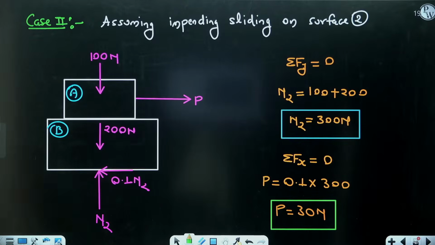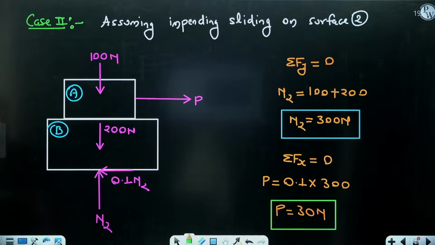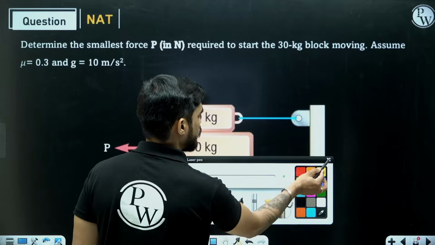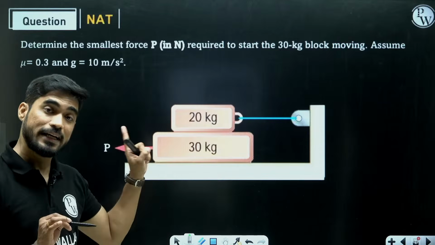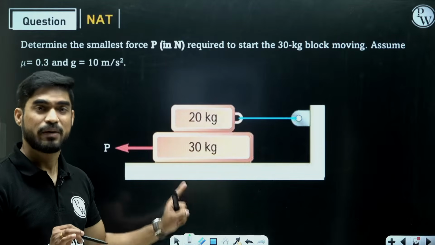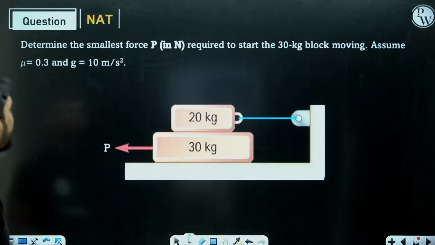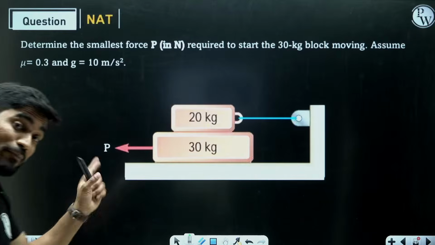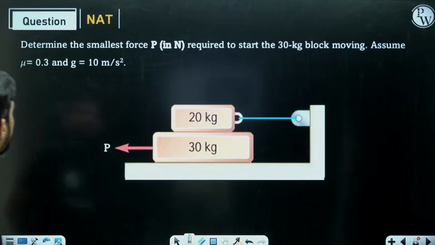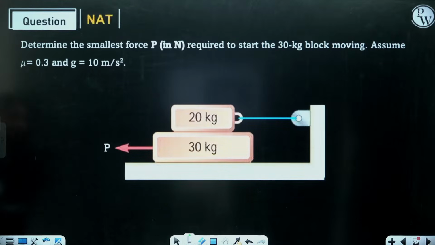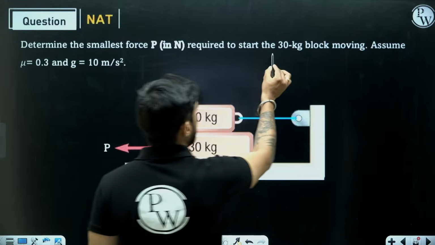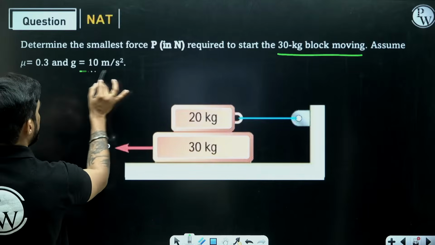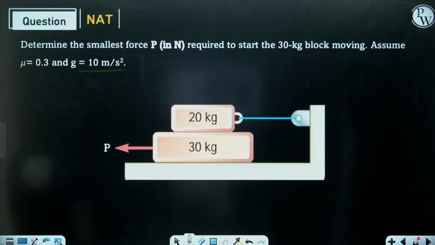Okay. Now let's move on to the next question. This next question is another very interesting question. Let me tell you, there was a question like this in GATE XC, not ME but XC. Similar question, there was one like this in GATE ME also. Determine the smallest force P required to start the 30 kg block moving, assuming mu equal to 0.3 and g equal to 10. So understand this question, beta.